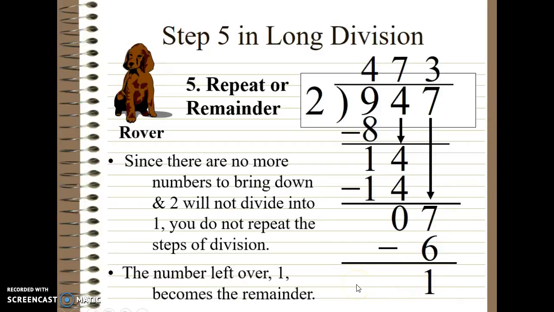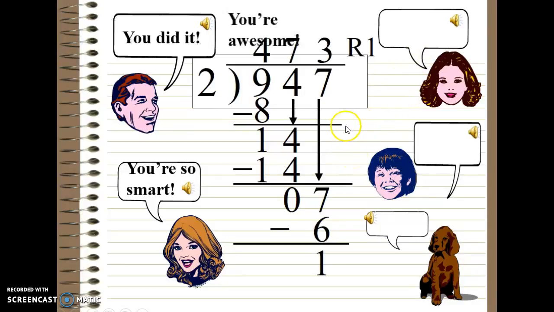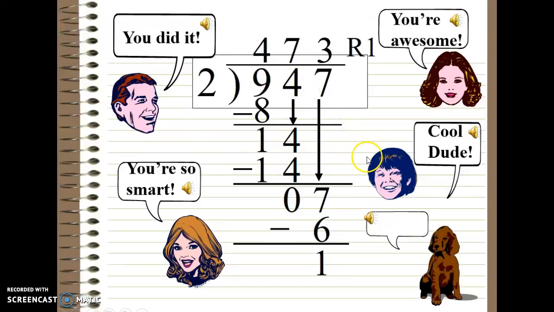That number left over becomes the remainder, and I write it back on top of the division box as my remainder. It seems like a long, drawn-out process, but when you do it, you have a whole family that you can celebrate with. You may have Dad, who tells you to divide, reminding me that you did it. Or it could be your mom telling you that you're so smart for multiplying each time. Your sister may say you're awesome because she told you to subtract and you followed those rules. Or your brother, who had you bring down all of these numbers, would call you a cool dude. And your dog Rover may just bark at you because he's happy that you repeated a couple of times and then eventually came up with a remainder.